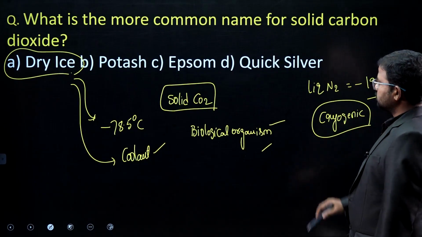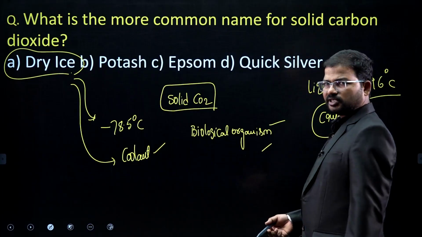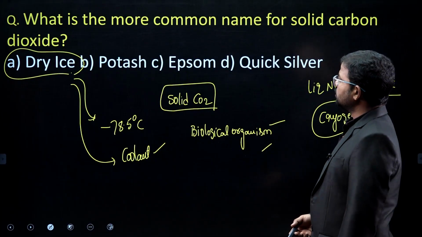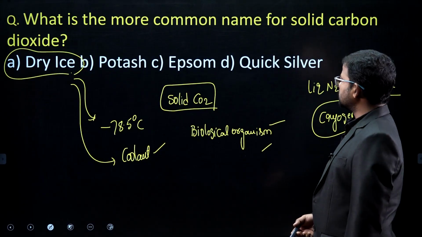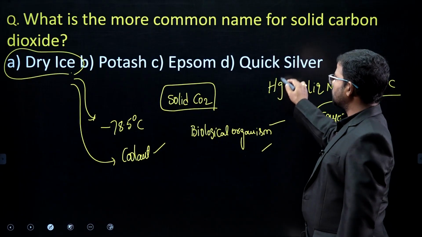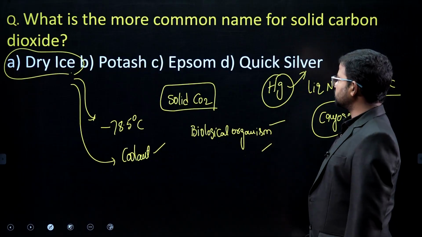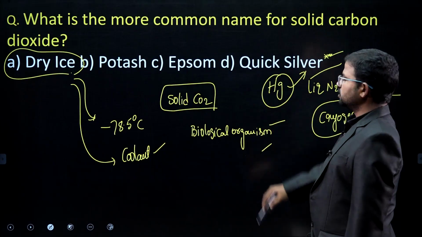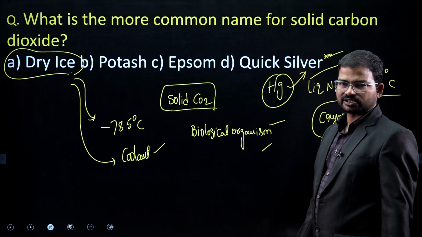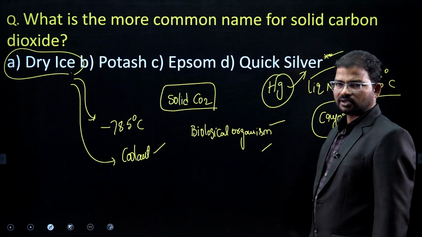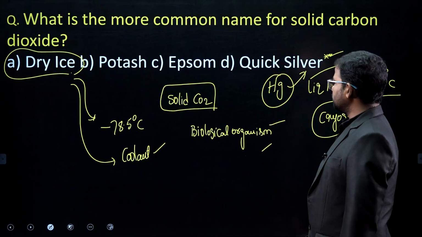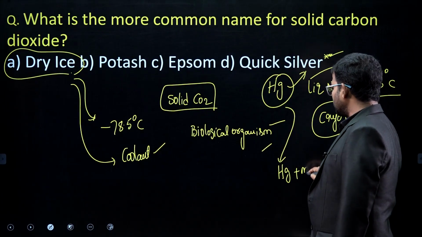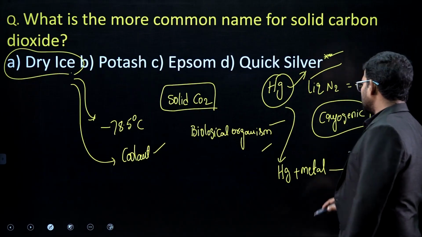So what about potash? Potash is nothing but potassium related derivatives. Next, Epsom is a salt. Quicksilver, of course, is mercury. You have to remember this terminology, it's very important. The percentage of silver in quicksilver is 0, because mercury does not have any silver. When mercury reacts with any metal, mostly we can get the concerned alloy.